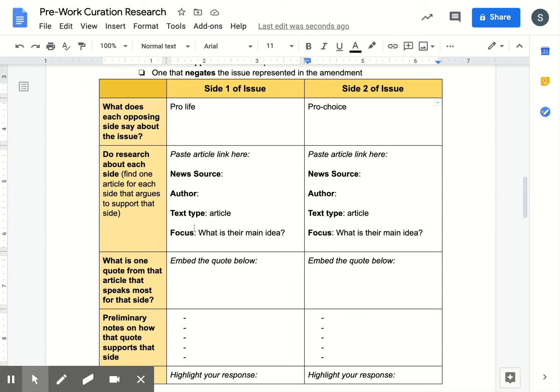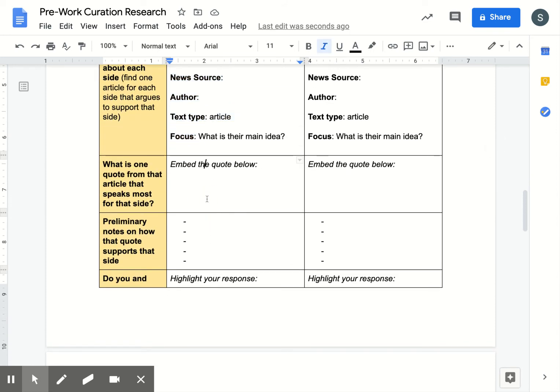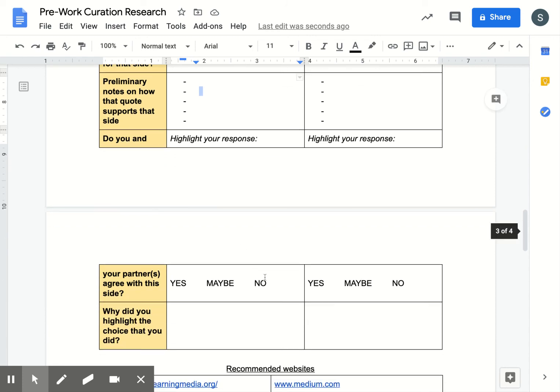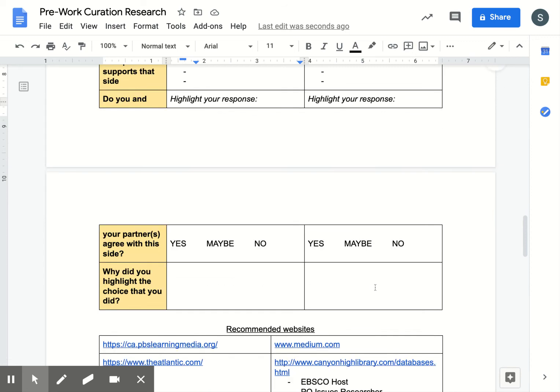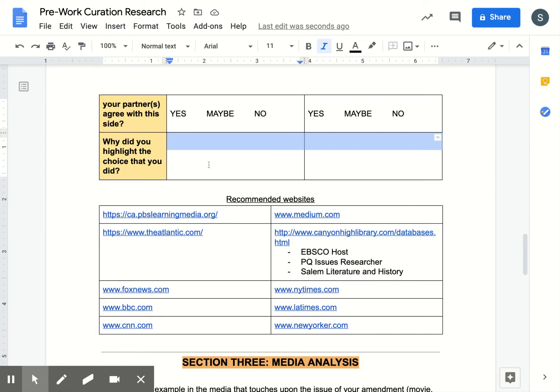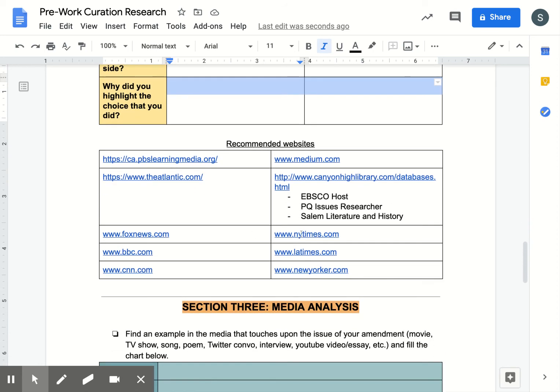Once you're done reading and filling out these necessary fact elements, you'll then want to choose a quote that you believe really sums up the pro-life or pro-choice argument. You'll embed the quote in these boxes, and then you'll do some brief bullet point analysis of what this quote is saying, what the side is saying, and why they believe what they believe. Then you and your group need to talk. Do you agree with this pro-life idea? Do you agree with this pro-choice idea? Why or why not? These are some of the recommended sites that you can use, but the rest of it is your own research. You are not limited to these sites.